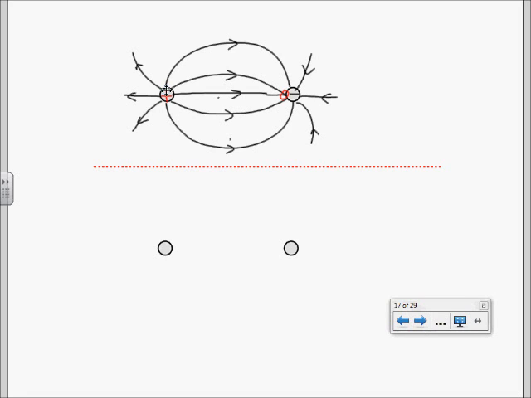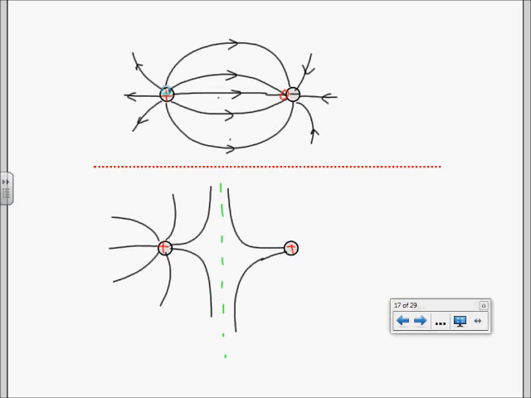This time we've got two like charges. Let's make them both positive, but they could just as easily be both negative. We have an axis of symmetry down the middle, if they are equal magnitude charges anyway. And the shape of the field looks something like this. Oops, that one's a bit far over, so I don't like that. A bit more symmetrical, something like that.